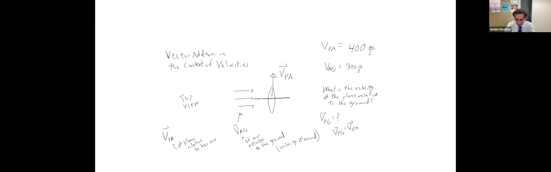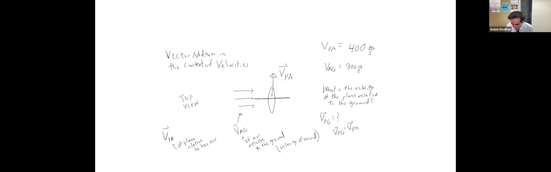So again, we're looking at a scenario by which there's an airplane at a fixed height above sea level, a fixed altitude, and the plane has a velocity relative to the air. That vector is directed northward, and the speed of the plane relative to the air, the magnitude of that velocity, is 400 meters per second.